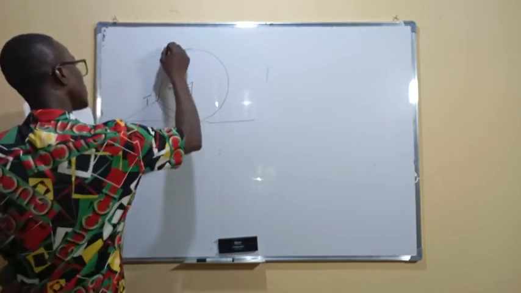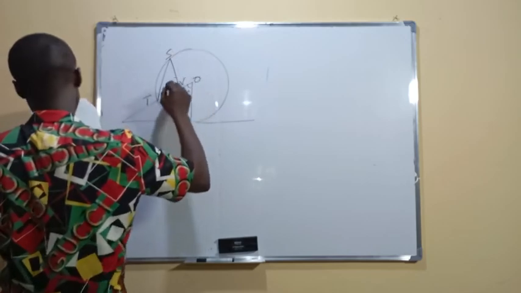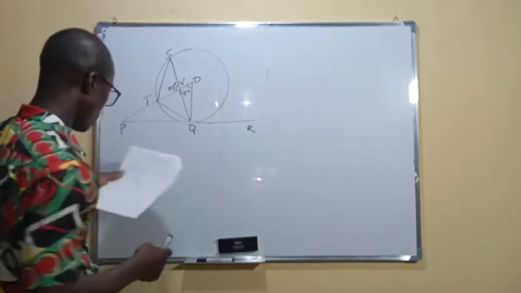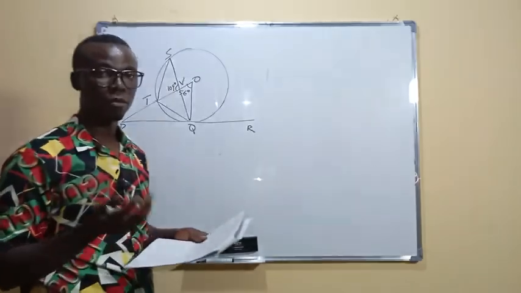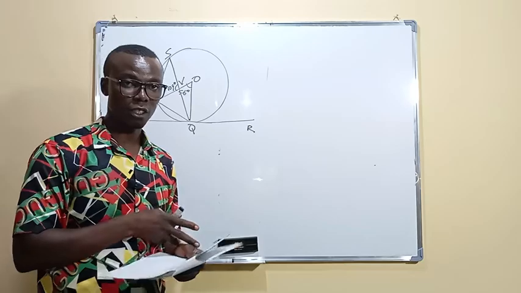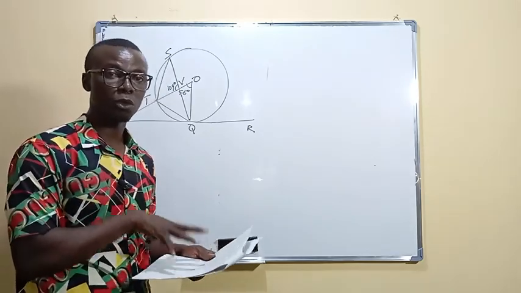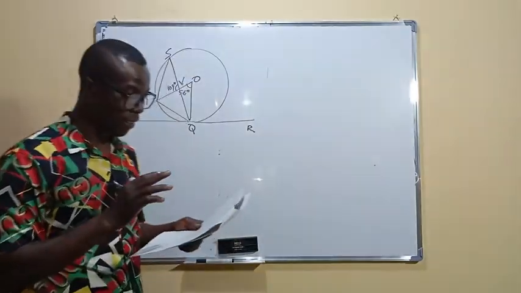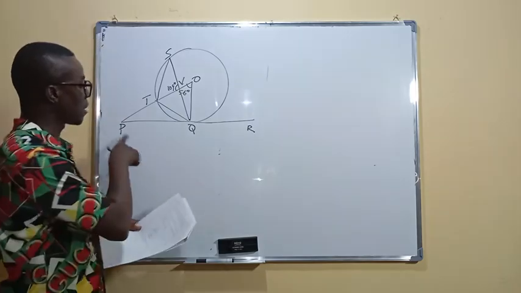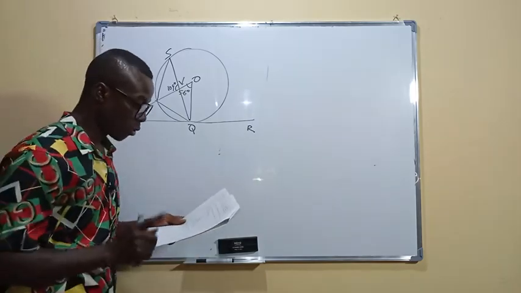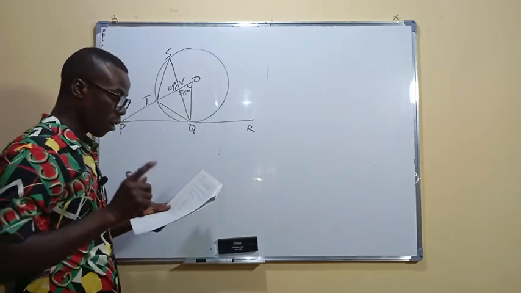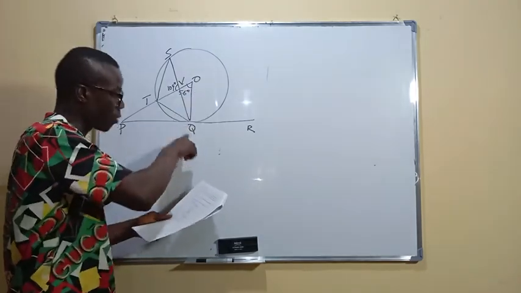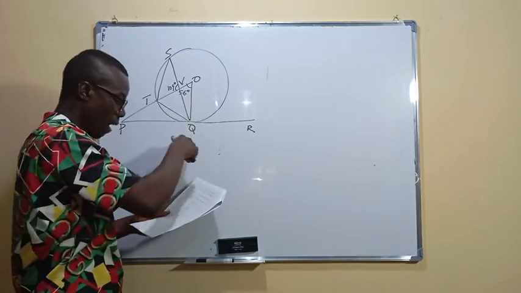So this is T, this is S, this is O, this is V, this is Q, this is R, and this is P. So now here in this question, we have the diagram. As I said again, you can check the description below. You are going to see a link that enables you to download the PDF of this question. So in the diagram, PR is a tangent to the circle centered at O at Q. So it's a tangent to this circle at Q.